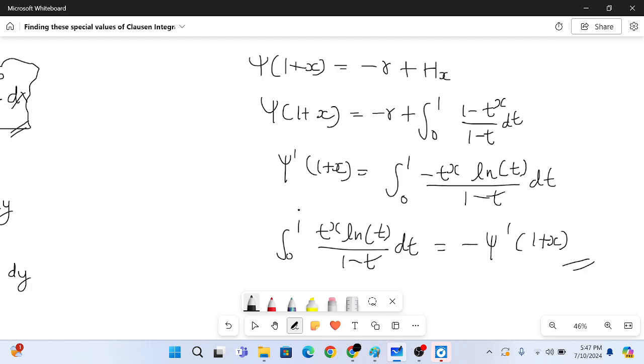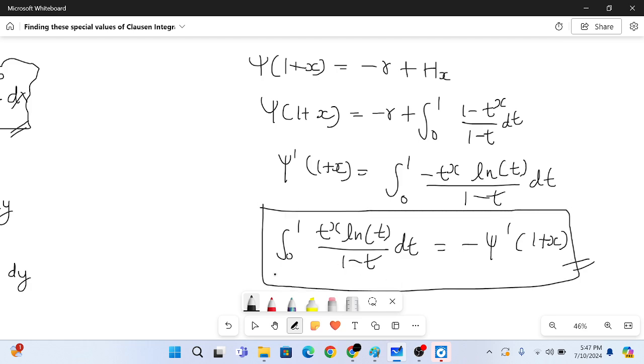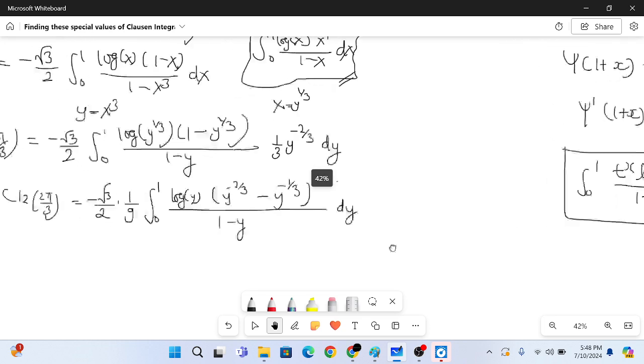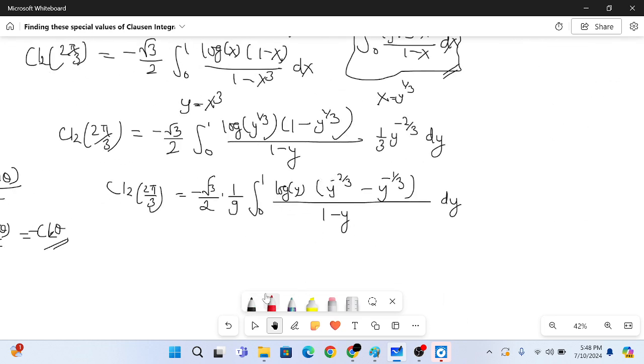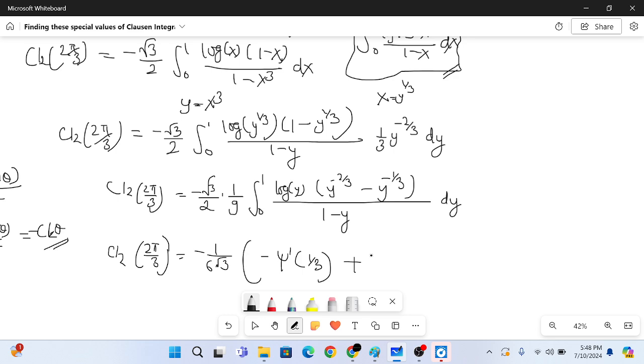Now, if we know this, it will be easier. Now we can solve this because we can break it into two integrals. Then I can say that CL2 of 2 pi by 3, if I cancel with root 3, is minus 1 by 6 root 3. Now this is just minus trigamma of 1 by 3, that is, x plus 1 is 1 by 3. Then again we have minus and again minus, so plus trigamma of 2 by 3. So this is our answer.